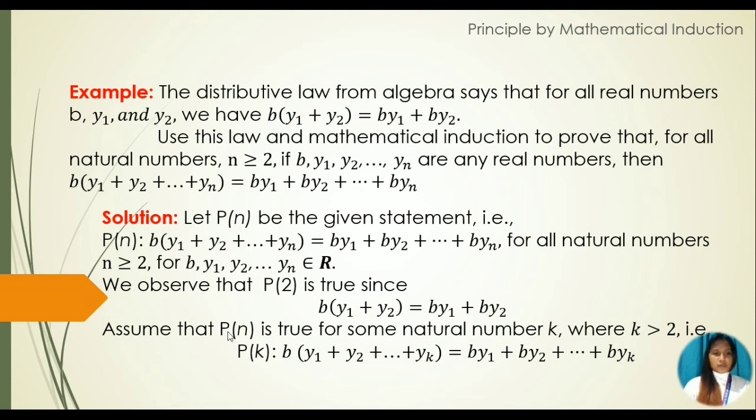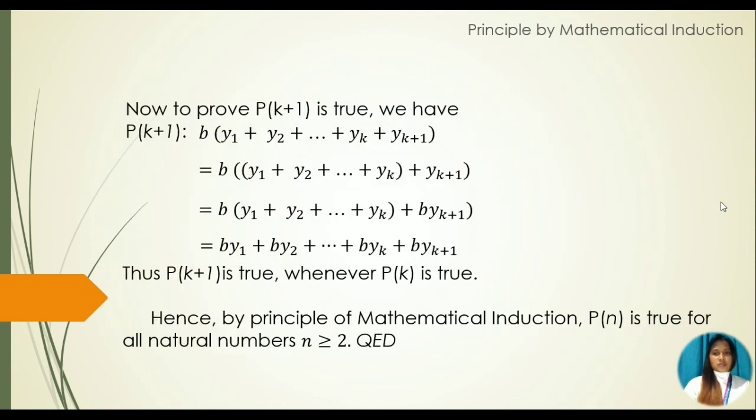Next, we will assume that P of n is true for some natural number k where k is greater than or equal to 2. Like P of k, such that b times the quantity y sub 1 plus y sub 2 plus up to y sub k equals b y sub 1 plus b y sub 2 plus up to b y sub k. Now to prove P of k plus 1 is true, we have P of k plus 1, such that b times the quantity y sub 1 plus y sub 2 plus up to y sub k plus y sub k plus 1 is equal to b times the quantity y sub 1 plus y sub 2 plus up to y sub k, close parenthesis, plus y sub k plus 1.